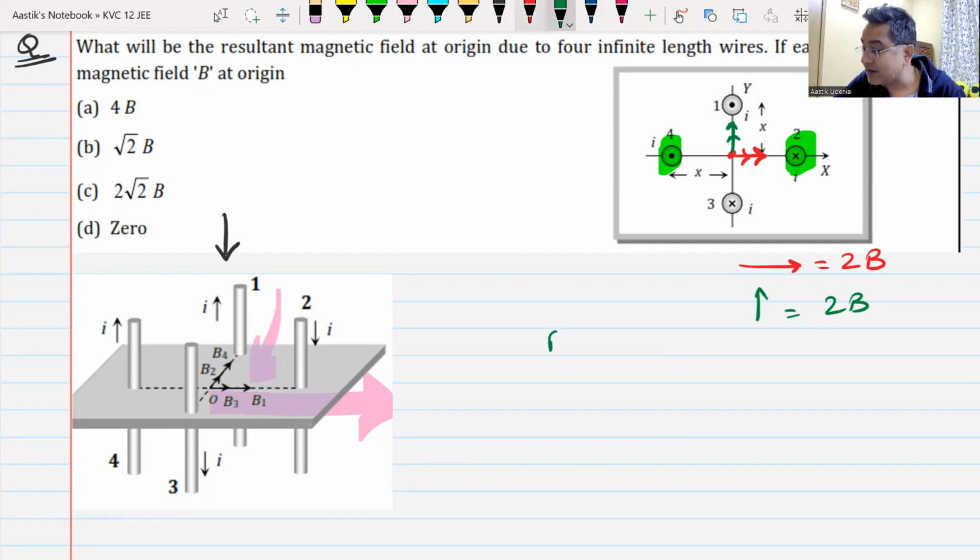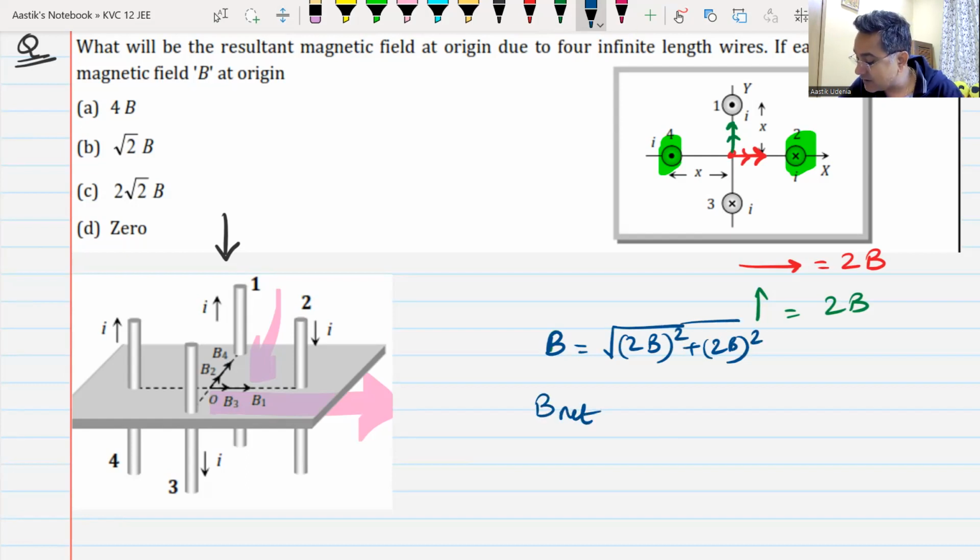So the net B becomes root over a square plus b square plus 2ab cos theta. That formula gives root of 2B whole square plus 2B whole square, and the answer that we will get is a very nice, very wonderful 2 root 2 B.